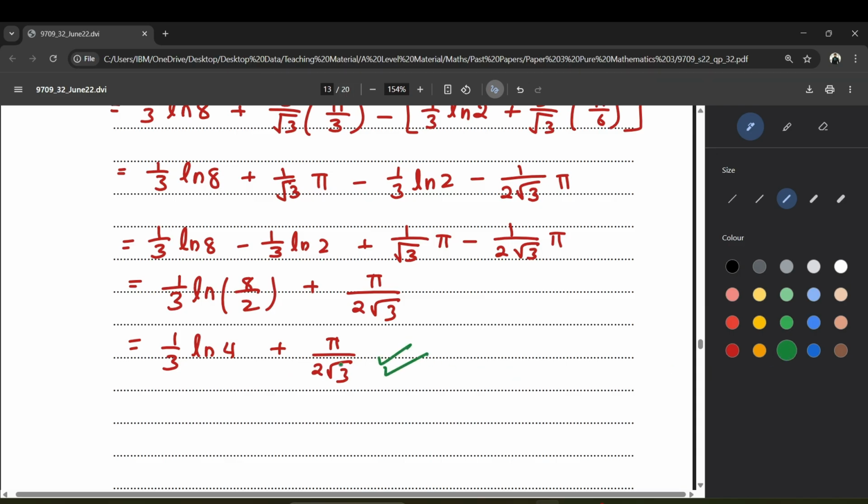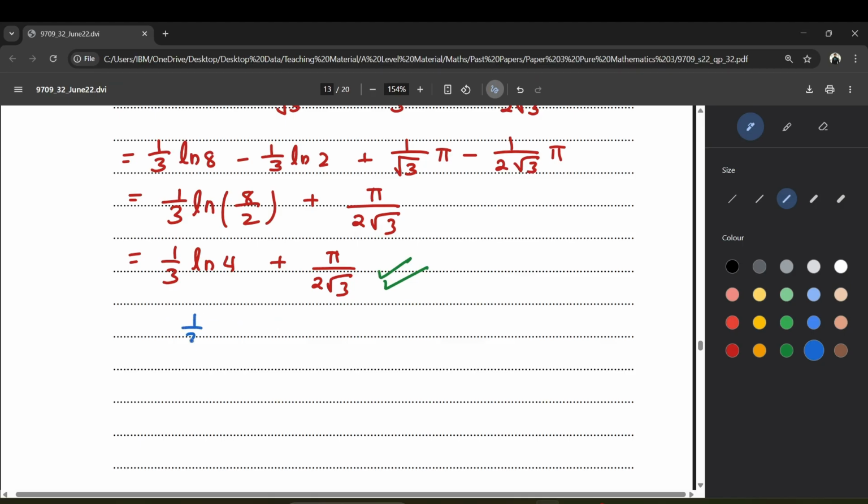Okay, but let's say that you don't want your surds to be in a denominator, you can rationalize it. So if you want to take it one step more, what you can do is 1 over 3 ln 4 plus pi over 2 root 3. Now you multiply this by root 3 upon root 3. So this becomes root 3 pi over root 3 times root 3, that becomes 6. So 2 times, sorry, that becomes 3. So 3 times 2, that becomes 6. Okay, so you can also give your answer in this form. So that will be your final answer.